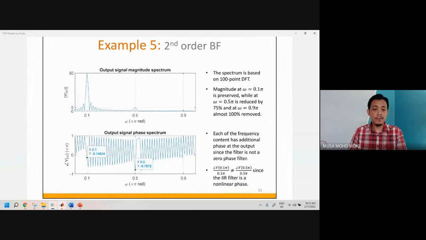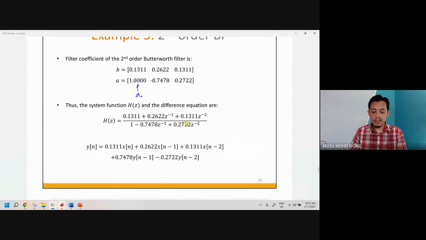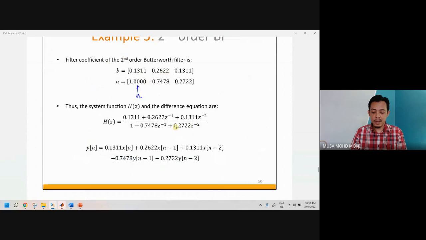So the one that we have done after this point, actually now we have the difference equation. So to get the output, what will be the output? We need to run this equation. What is y0? It is 0.1311 of x0.